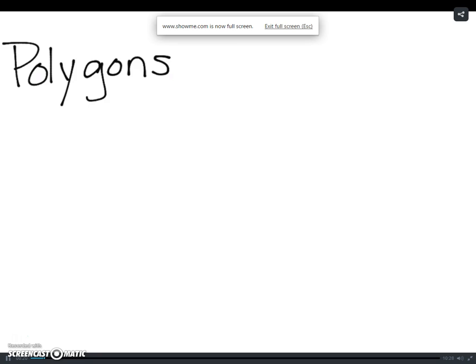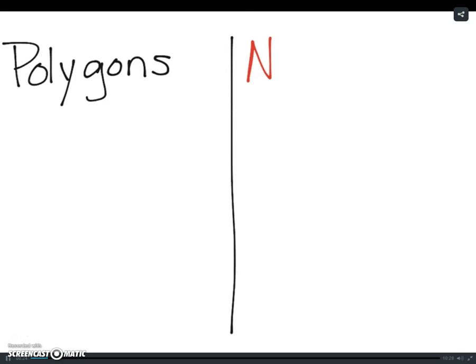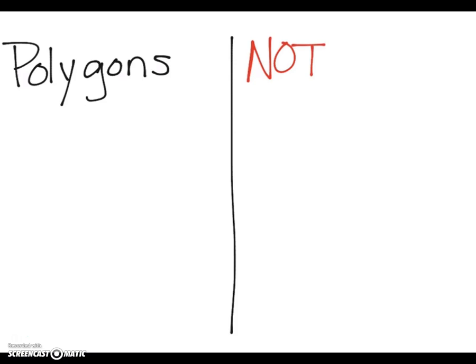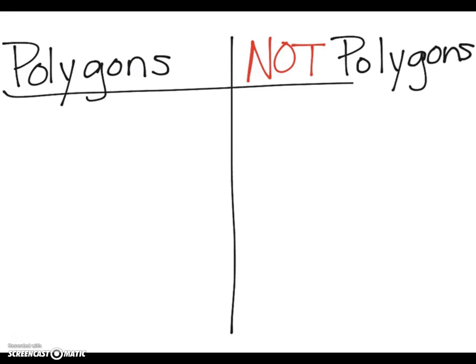On the left of our T-chart we're going to have polygons, and on the right we're going to have things that are not polygons, just so we can make sure we know what a polygon is. On the polygon side, a polygon has to be made up of straight lines, and it has to be a closed figure. It can be made up of as many straight sides as you would like, but it does have to be made up of straight sides.